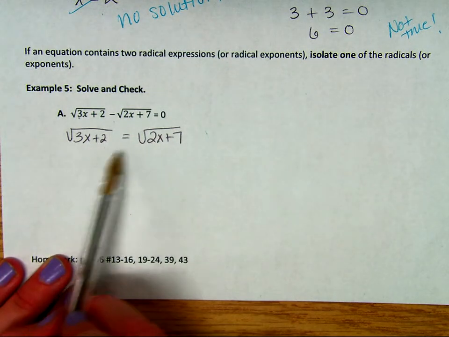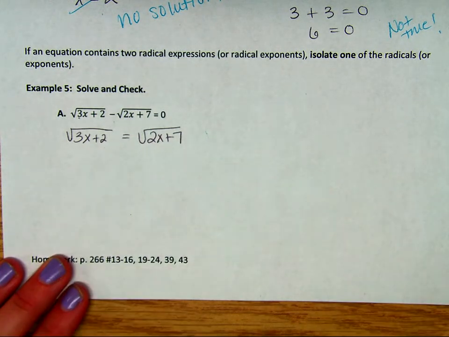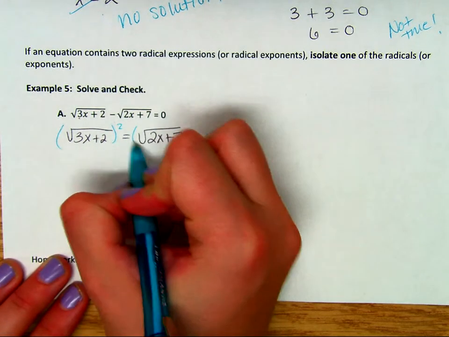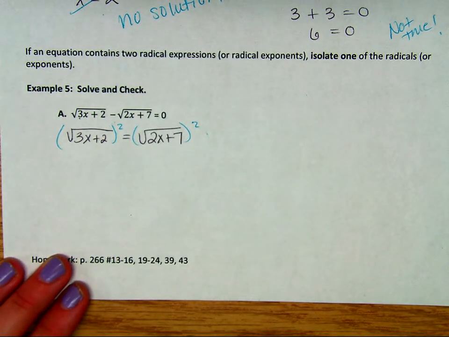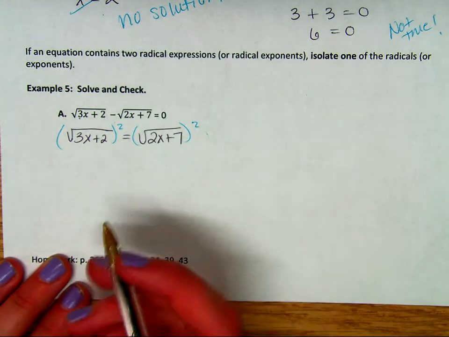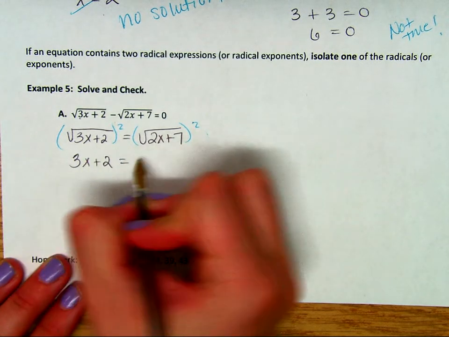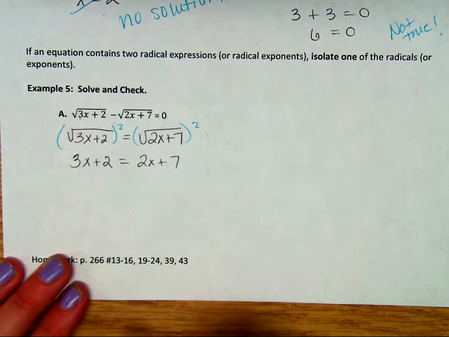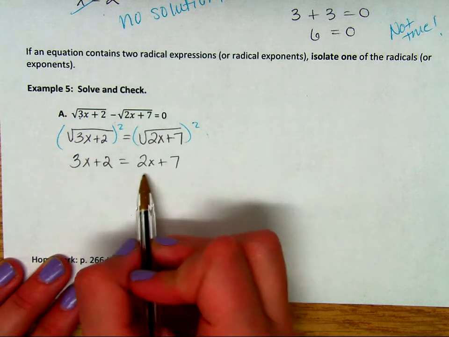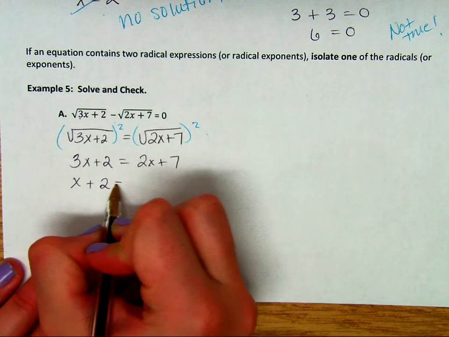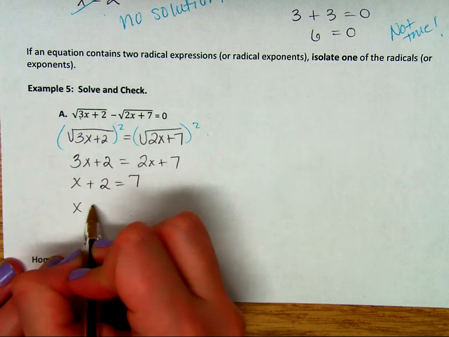Now, conveniently, I have a square root on both sides. They're both isolated. So if I then square both sides, this is legal because I'm doing the same thing to both sides of my equation, the square roots go away. So I get 3x plus 2 equals 2x plus 7. And now I can solve for x. I'll subtract 2x from both sides, leaving me with x plus 2 equals 7, and x equals 5.